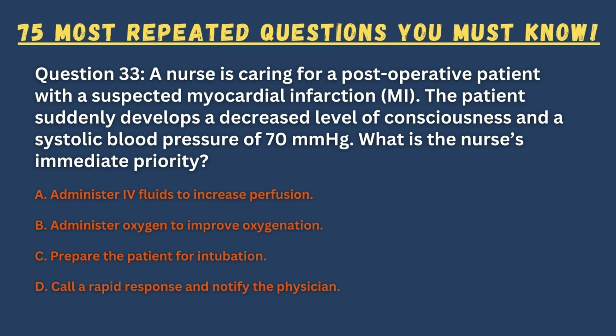Question 33. A nurse is caring for a post-operative patient with a suspected myocardial infarction, MI. The patient suddenly develops a decreased level of consciousness and a systolic blood pressure of 70 millimeters of mercury. What is the nurse's immediate priority? A. Administer IV fluids to increase perfusion. B. Administer oxygen to improve oxygenation. C. Prepare the patient for intubation. D.